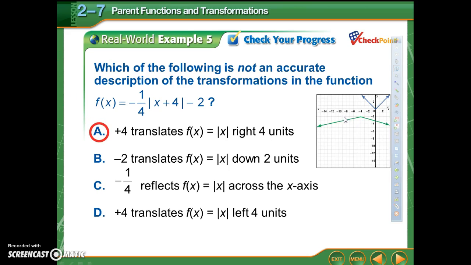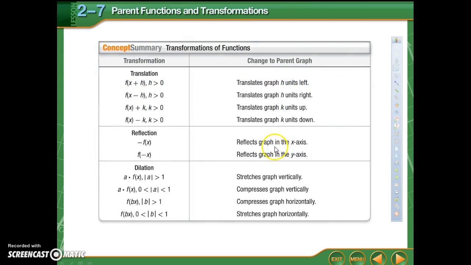And so they only were talking about one thing here. The plus 4 moves it. This is wrong. This should say the plus 4 moves it left 4 units. You can tell by their graph. Their graph moved it left 4. They just have the wrong wording here. And this includes 2.7 parent functions and transformations.